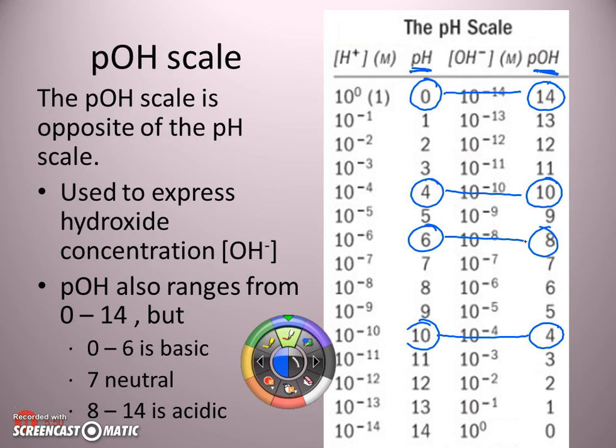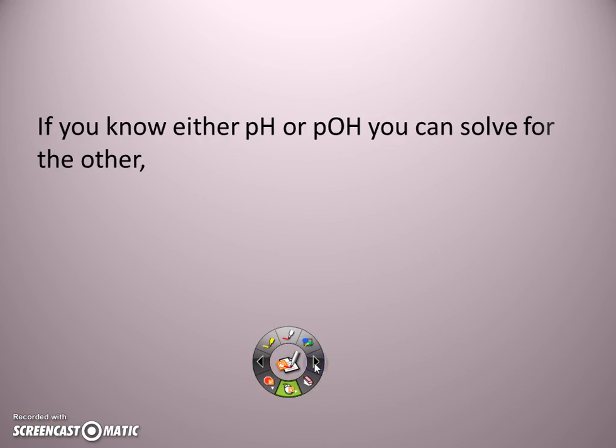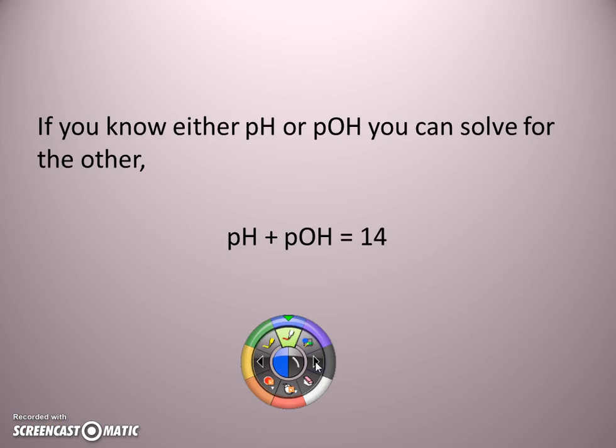Because these two scales are opposite to each other, every time you decrease your hydrogen concentration, you are increasing the hydroxide concentration. And if you add them up, they're always going to equal 14. So if you know either the pH or the pOH, you can solve for the other because they're both going to add up to 14. You would take whichever one you're looking for, subtract the other from 14, and that would give you your answer. So the pH plus the pOH is always going to equal 14.